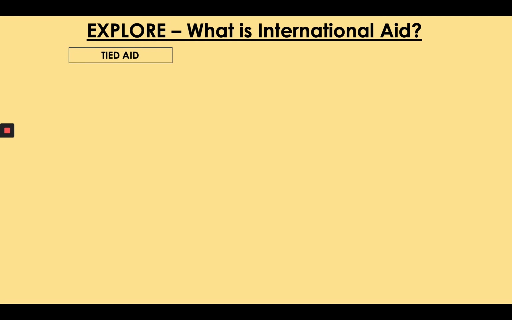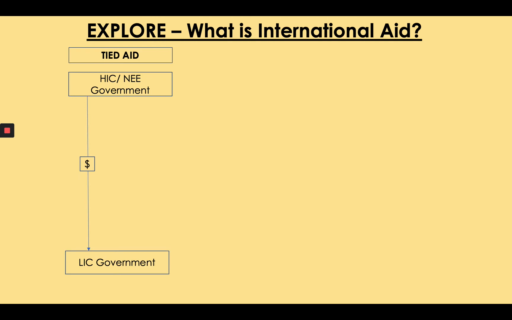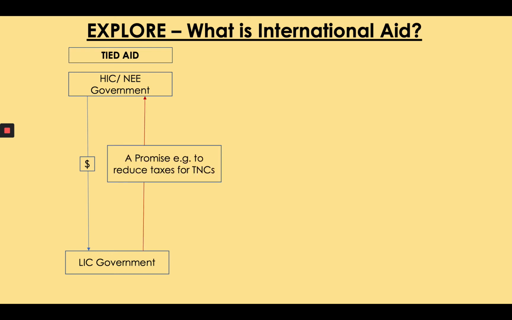Then we have something called tied aid. This is the most controversial type of aid, which means it's the type of aid that people most disagree on whether it's a good thing. Here's how it works. The HIC or the NEE government give aid to the LIC government similar to bilateral aid, but here's the difference. They expect something in return. They make conditions for giving the aid in the first place.